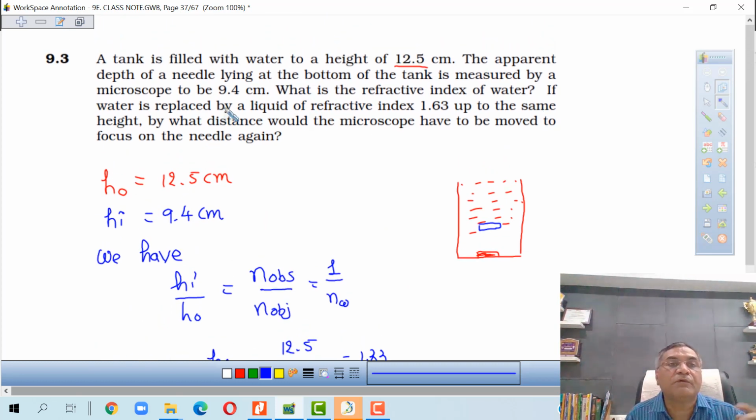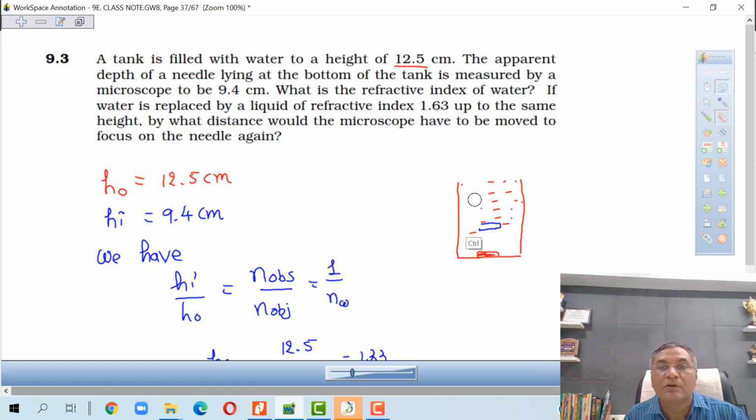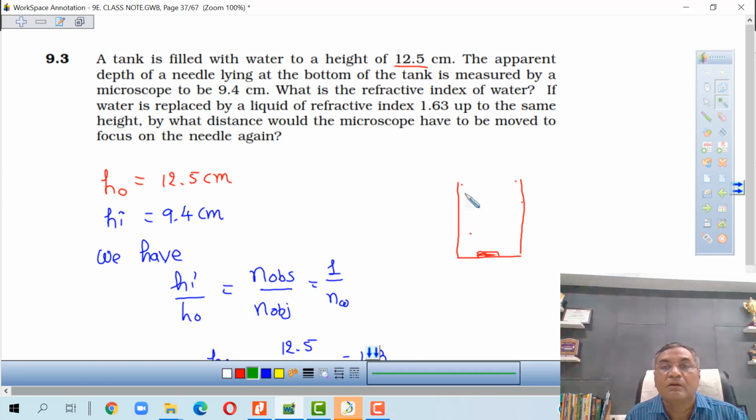Now what if water is replaced by some liquid of refractive index 1.63. Now here, in place of water, what did I use? So it is replaced with some other liquid. Okay, and the refractive index is given 1.63. By what distance would the microscope have to be moved to focus on the needle? Earlier it was viewed through the microscope, so it is shifted, I don't know where, it will be somewhere different. It depends on refractive index.